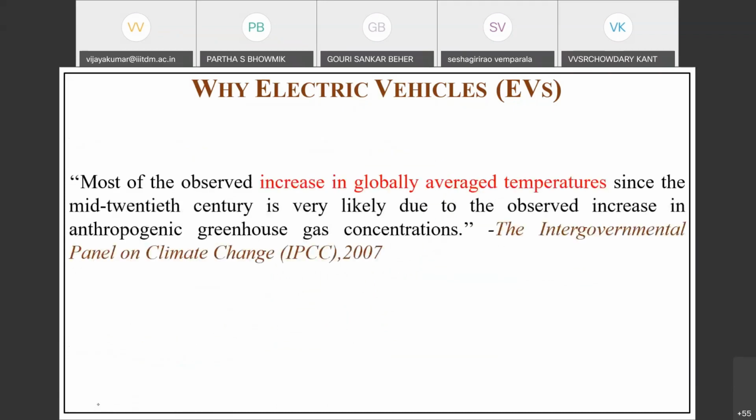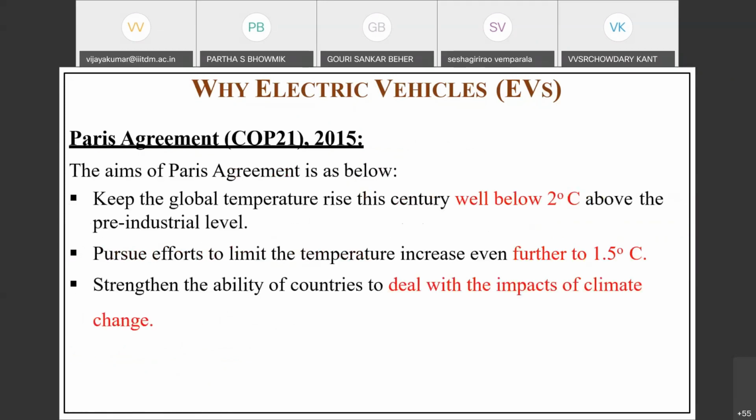So that's what here, even in the panel on climate change, they have declared that they have observed that the increase in globally average temperatures from the mid 20th century is likely due to greenhouse gas emissions. So that's what they have come up with the panel to reduce the carbon emissions. In that, they have created the Paris Agreement. As per the Paris Agreement, they want to limit the temperature rise to 2 degrees centigrade every century. We can say every 10 years. So they have to reduce that 2 degrees centigrade to half of it.